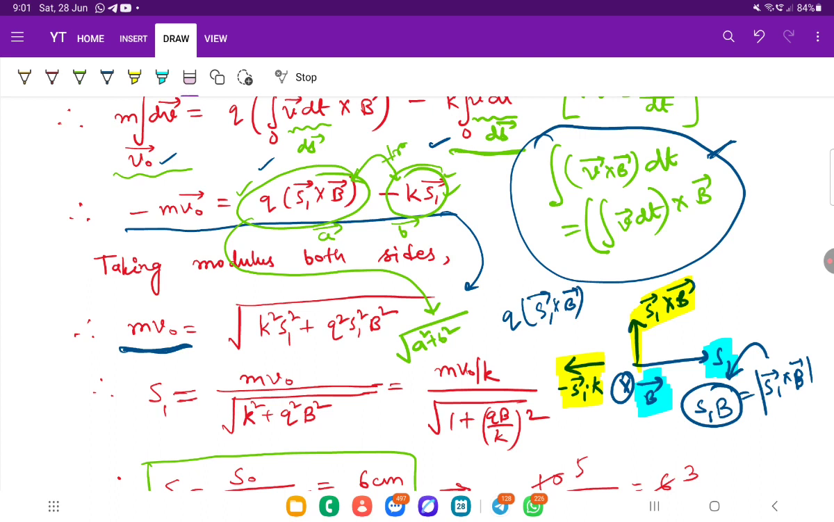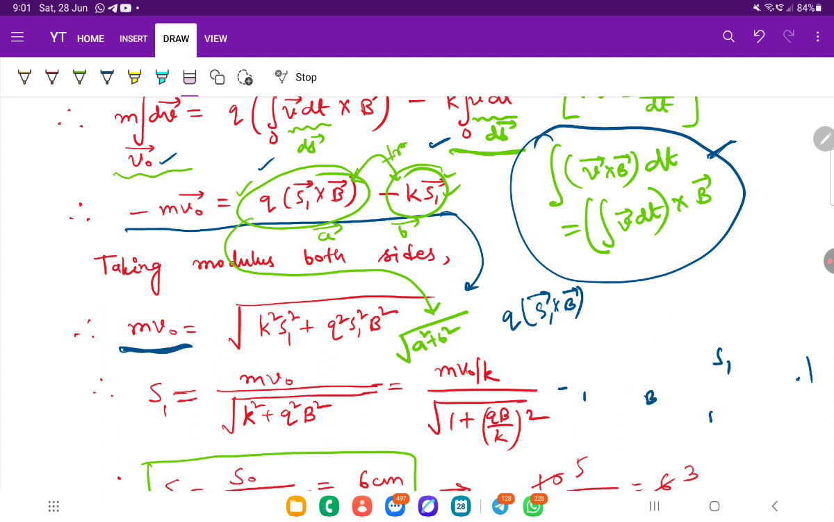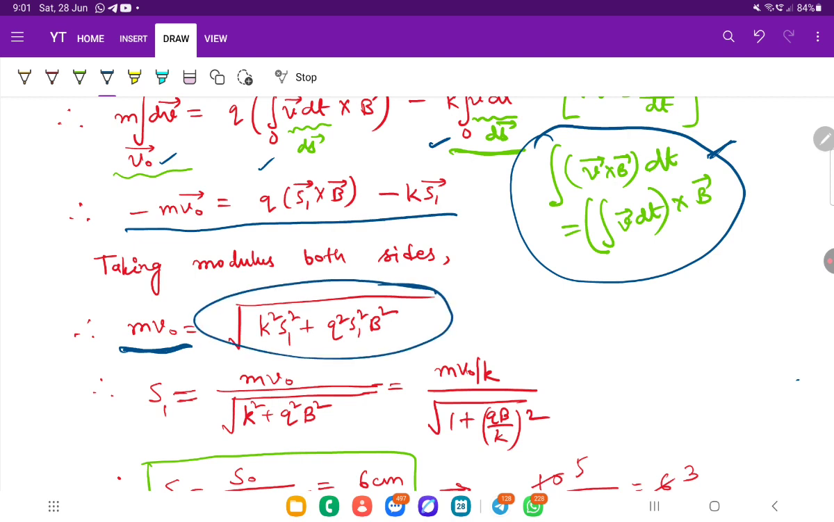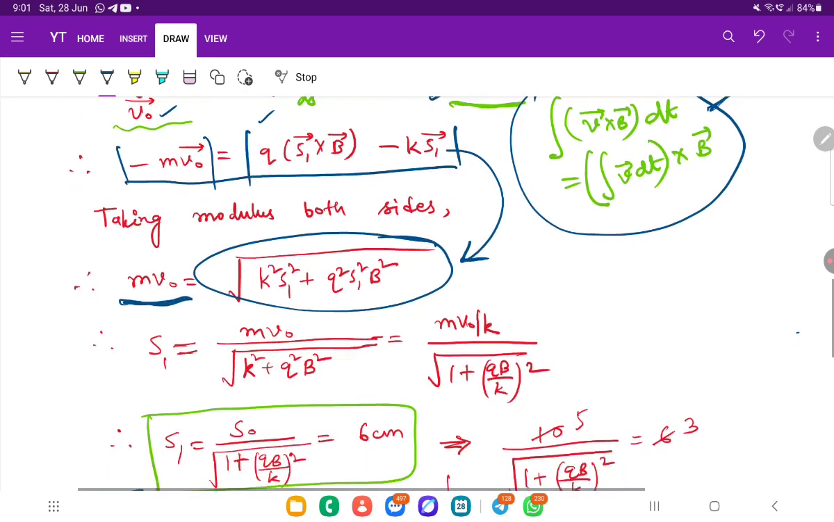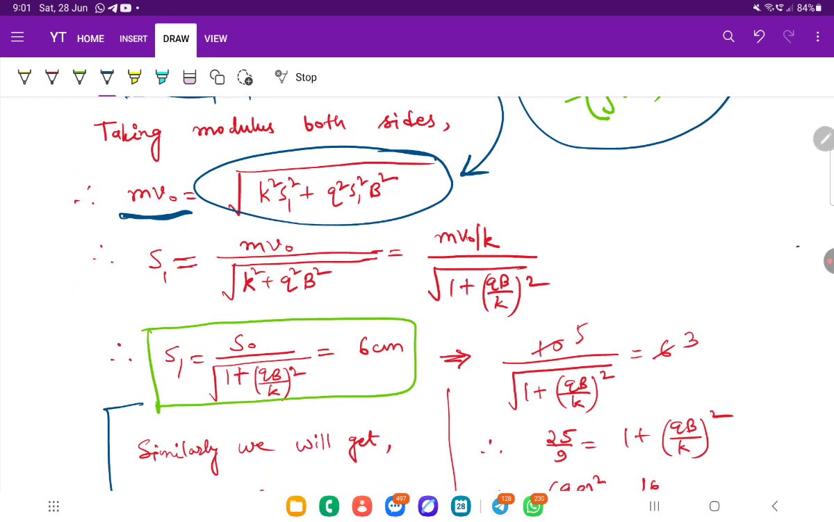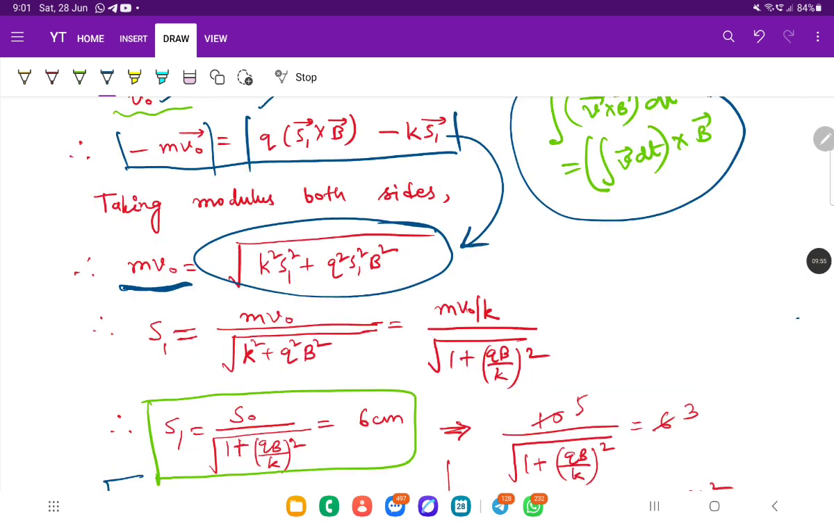So let me erase a few things, otherwise it is looking very clumsy. This was the part I was trying to explain to you: after taking the modulus on both sides, from this step to this step I have come. If it is clear, now the problem is almost done, I guess. Now you just square. Have I made some mistake? No, it's fine, I guess.